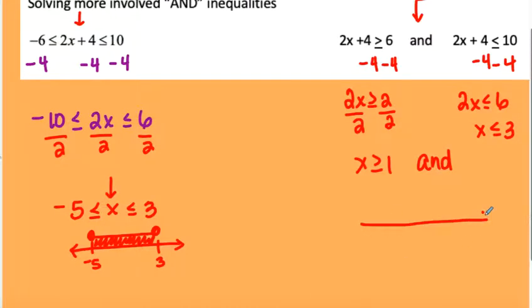Let's see, I'm going to do them on the same number line. So I've got x is greater than or equal to 1. Here's 1, I want a closed circle going this way. I've got x is less than or equal to 3, so here's 3, and I've got a closed circle going this way.